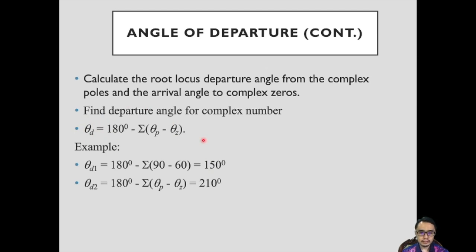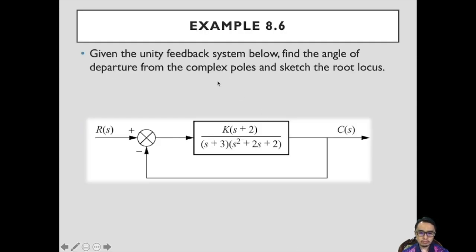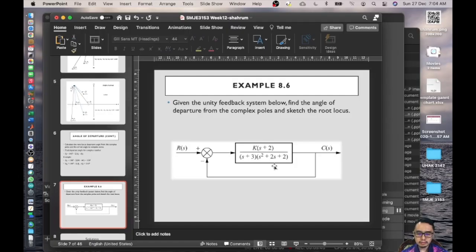So let's look at an example. Given the unity feedback system, find the angle of departure from the complex pole and sketch the root locus. Basically we want to sketch the root locus for this particular system. We have the open loop transfer function. Notice that now we have s squared plus 2s plus 2. Later on, you will see that this will give two complex poles. So let's have a look at this particular example.